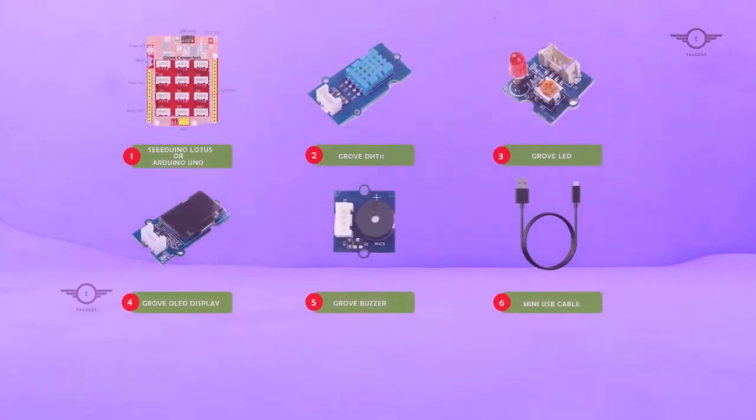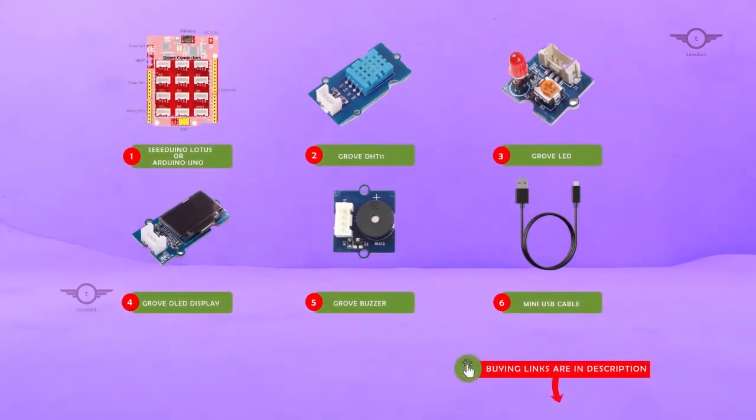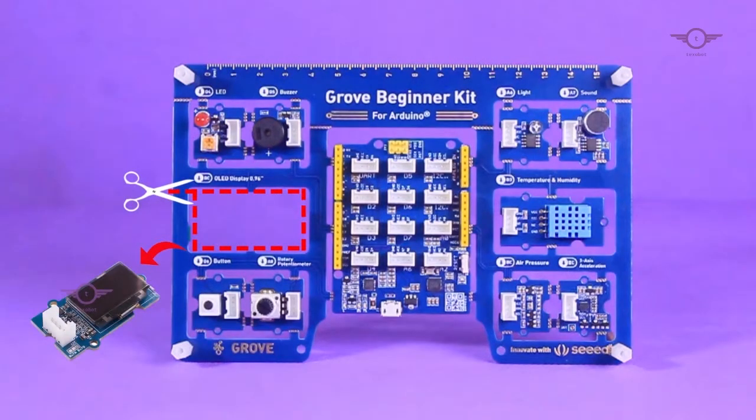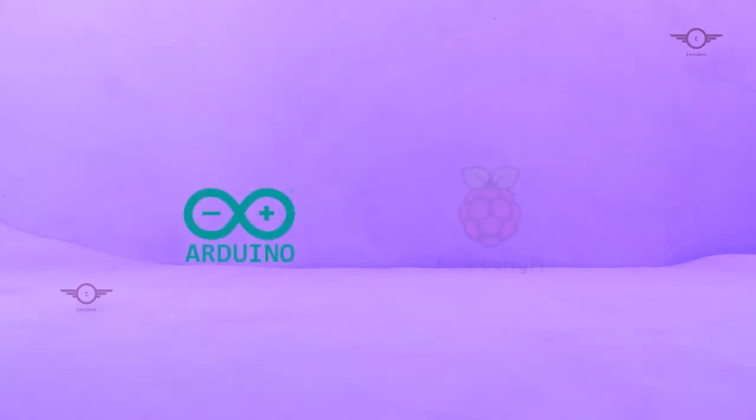Now let's understand a little bit about the sensors used for this project. We have provided buying links for each of these components in the description if you would like to create the circuit on your own without using this kit. If you prefer to use these modules elsewhere, then you can simply break the modules out from the kit. All these sensors are compatible with both Arduino and Raspberry Pi.